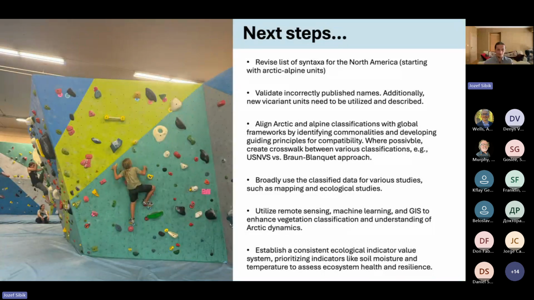What are the next steps? Like Little John's climbing at this bouldering gym in Fairbanks, while waiting for me coming back from Arctic Alaska.